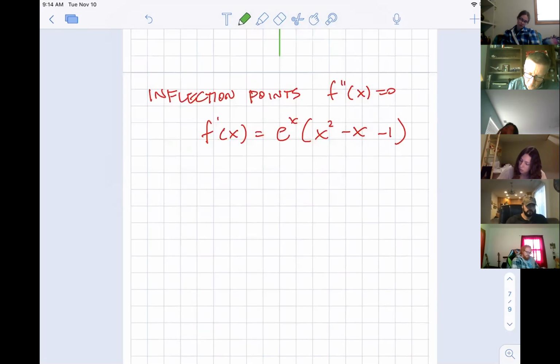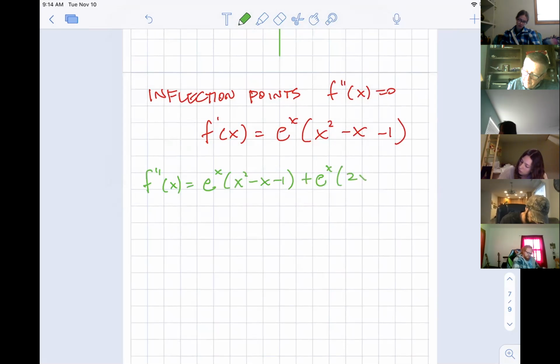So no different than before. So the second derivative would be product rule again. Derivative of e to the x is e to the x times x squared minus x minus 1 left alone, plus the e to the x left alone times the derivative of x squared minus x minus 1.